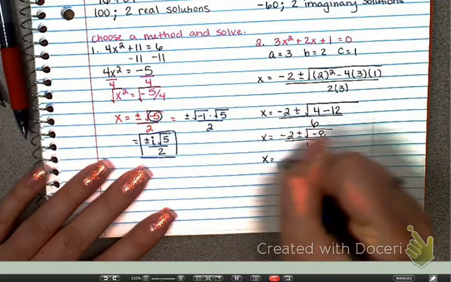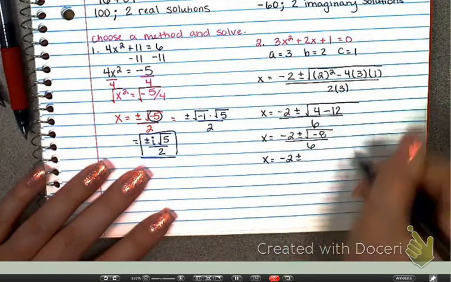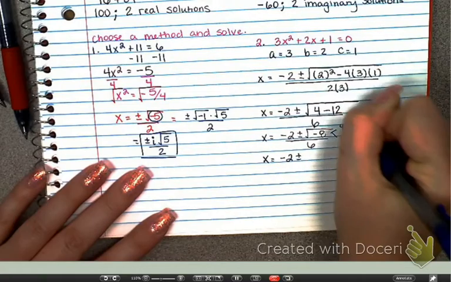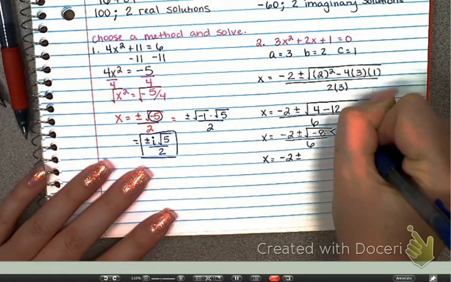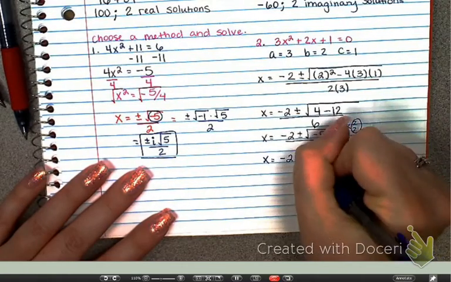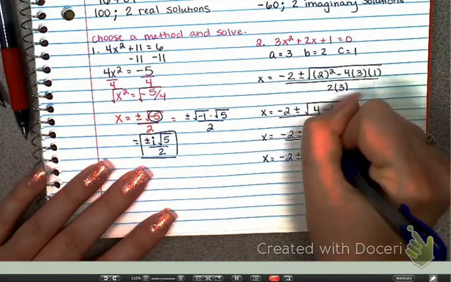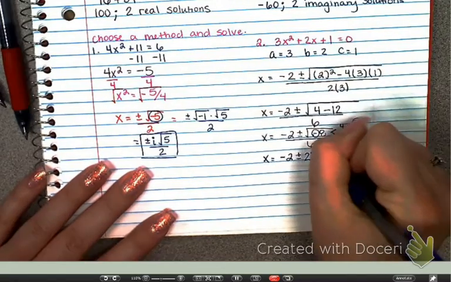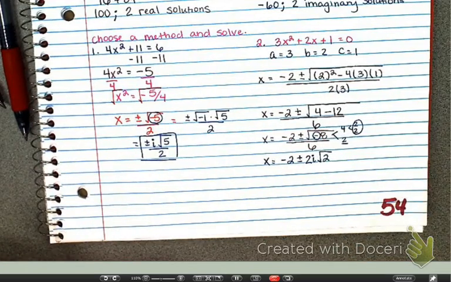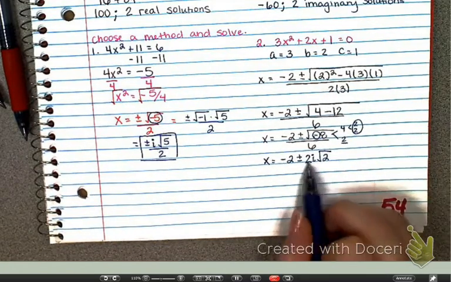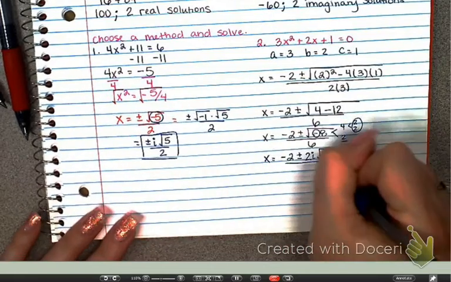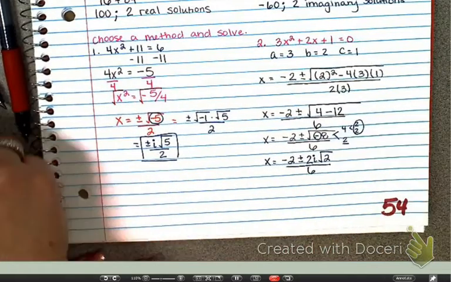x equals negative 2 plus or minus. Now I know 8 can break down to 4 times 2 and 2 times 2. So you have a pair of 2's that come out, that negative becomes an i, and you have that 2 left over, all over 6.